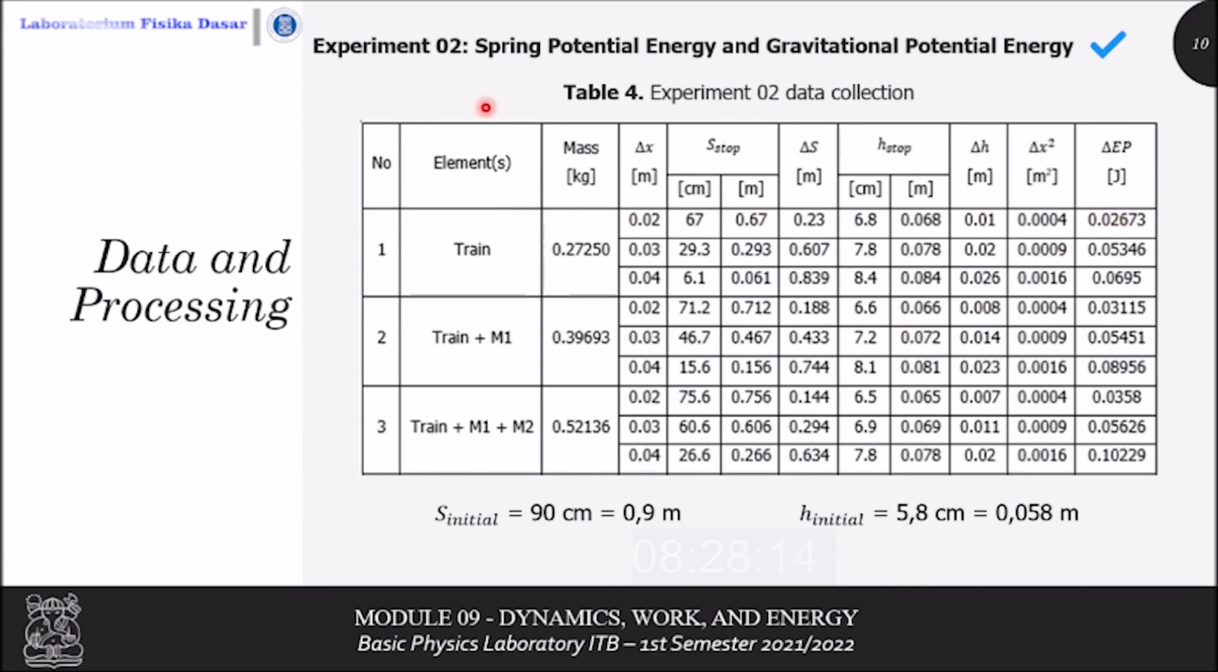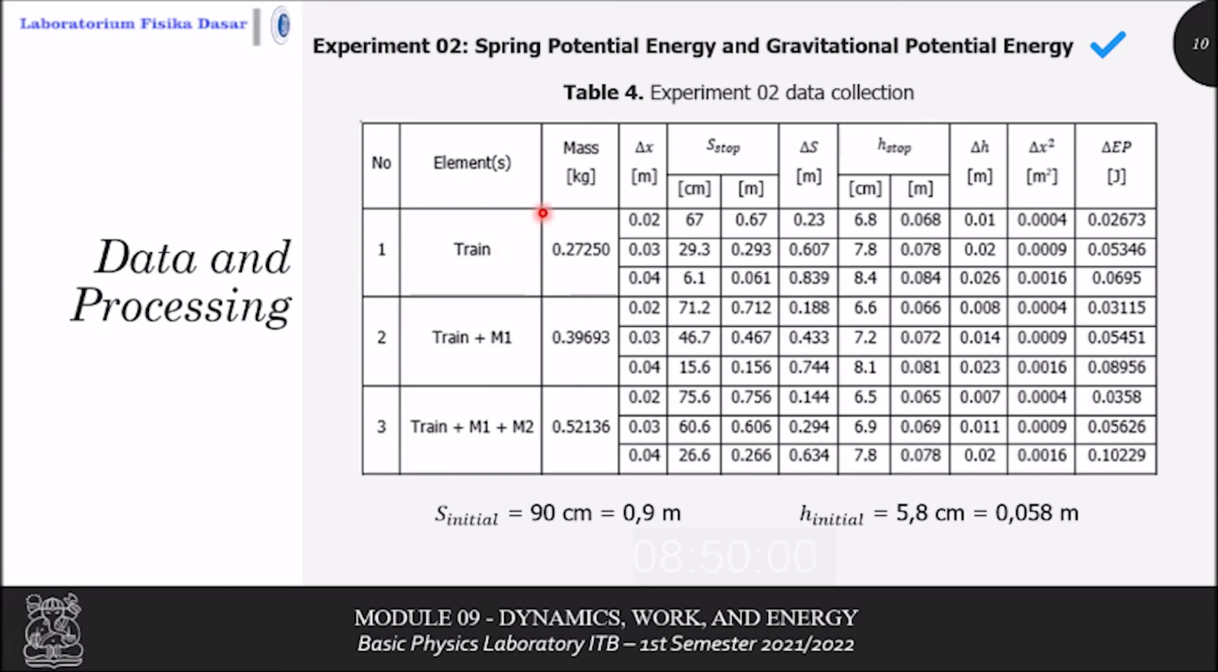Next, in the second experiment, we will study the relationship between spring potential energy and gravitational potential energy. We are no longer using the lattice as an element because we are no longer using the photogate as a sensor, but instead, we are relying on our direct vision from the eye.